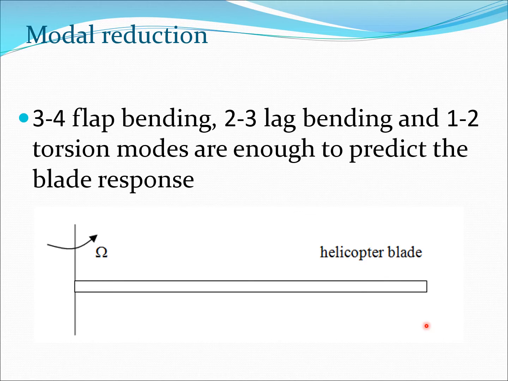So these are the three main motions you encounter in a typical hingeless blade, and you could typically represent a helicopter blade, which would have many degrees of freedom, maybe thousands of degrees of freedom if you develop a complicated model of the blade, in terms of just the first 10 modes or so: 3 to 4 flap bending, 2 to 3 lag bending, and 1 to 2 torsion modes.